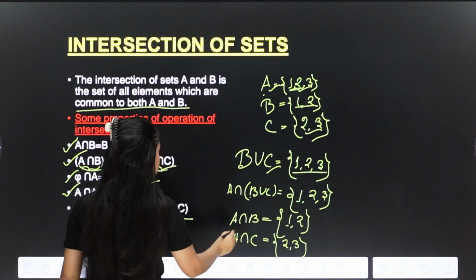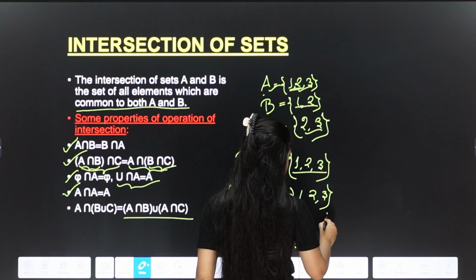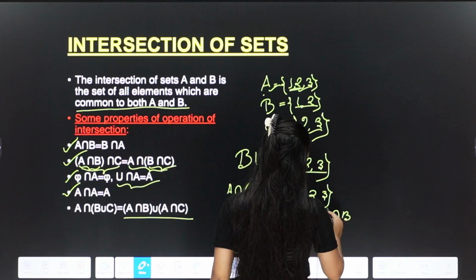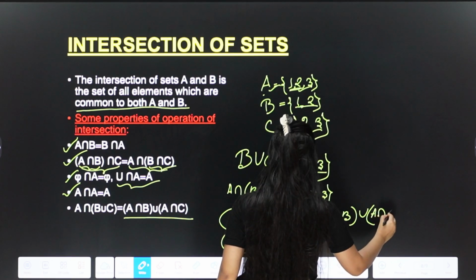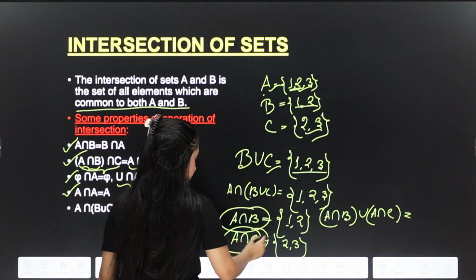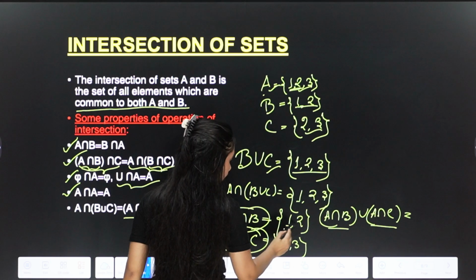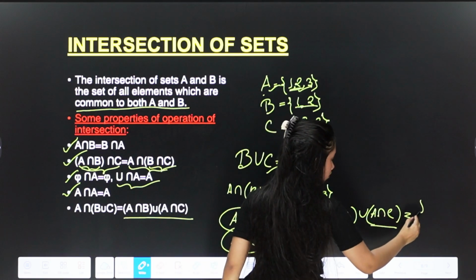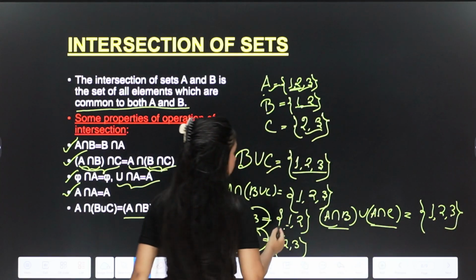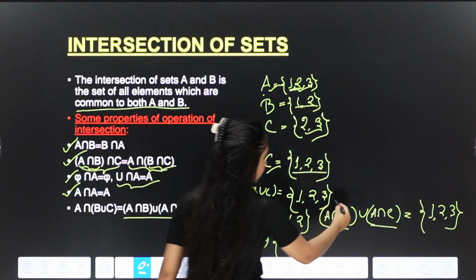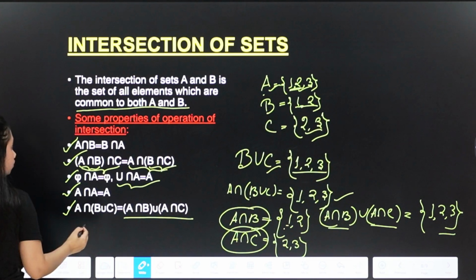Then we will find the union of these two sets. That is A intersection B union A intersection C. That is, what are the elements present in this set and this set? 1, 2, 3. Thus, we get the same answer. So it satisfied the last property also.